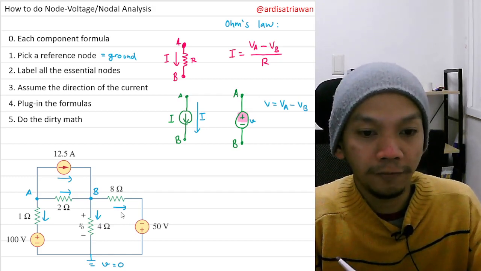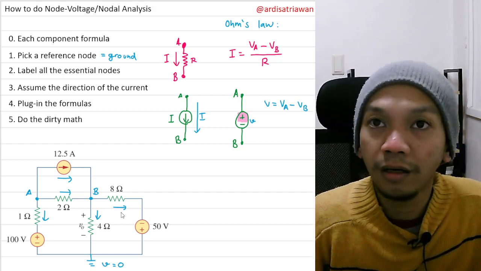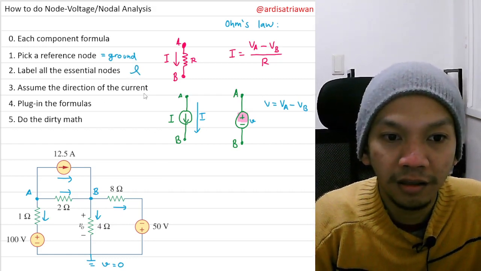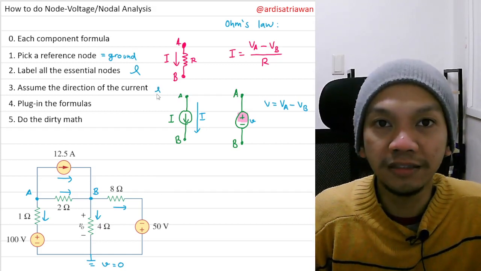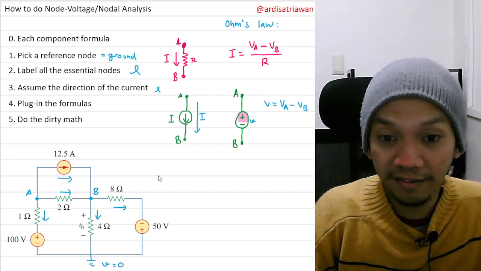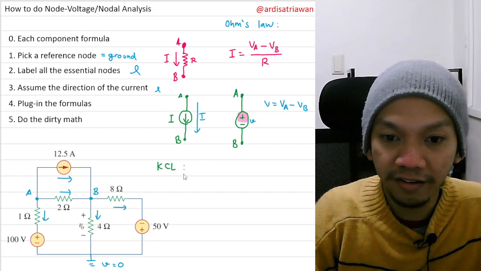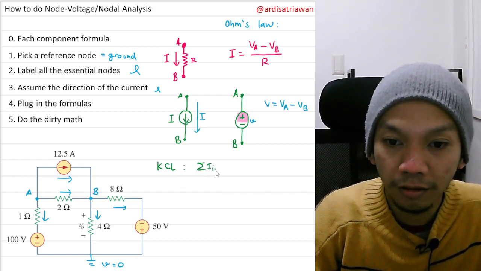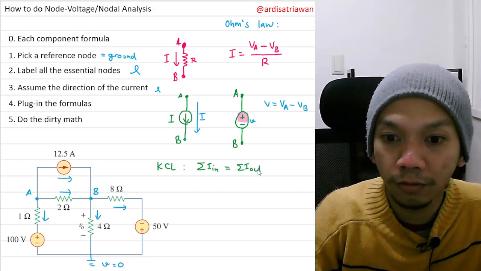Okay, so now we have this. What do we know next? After we label the essential nodes and assume the direction of the currents, now let's plug in the formulas. And one of the formulas that we need to know is KCL, right? And KCL, what does KCL say? KCL says that the sum of the currents that go in is equal to the sum of the currents that go out, right?